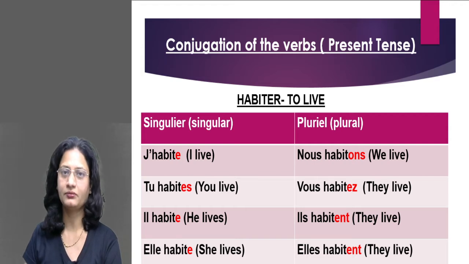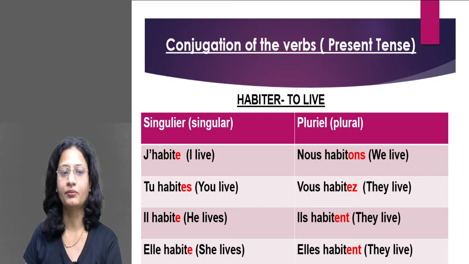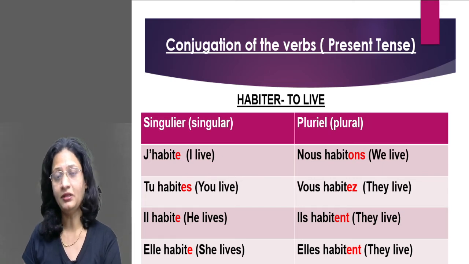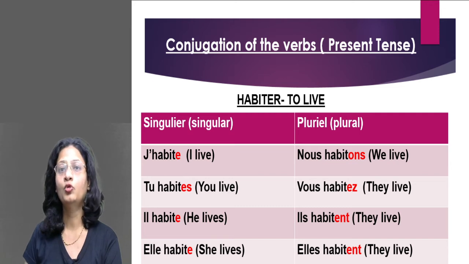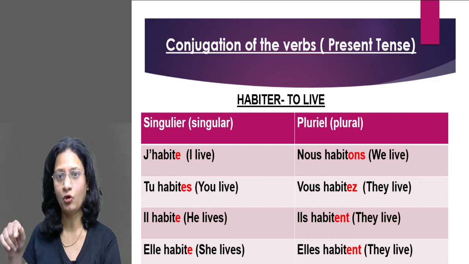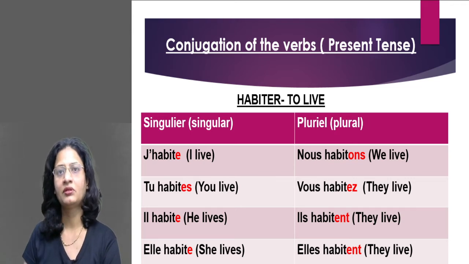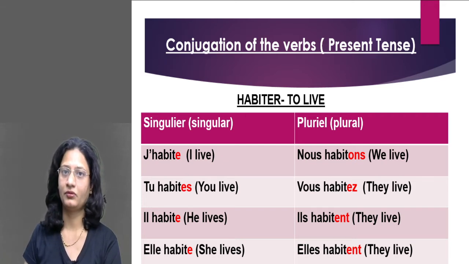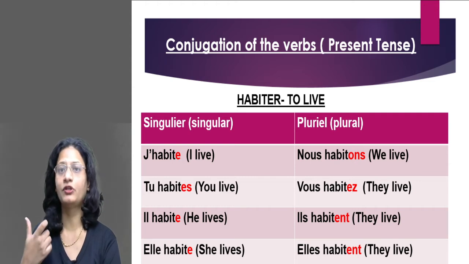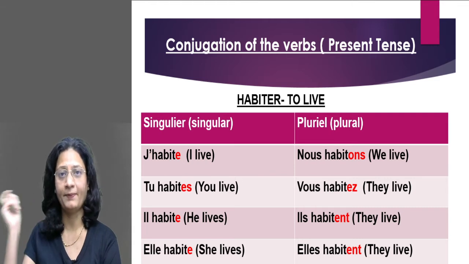Tu habites. Il habite. Elle habite. Nous habitons. There is a liaison. Nous habitons. Vous habitez. Liaison. Vous habitez. Ils habitent. Elles habitent. So when a verb starts with a vowel, for je we write j apostrophe habite, the verb.